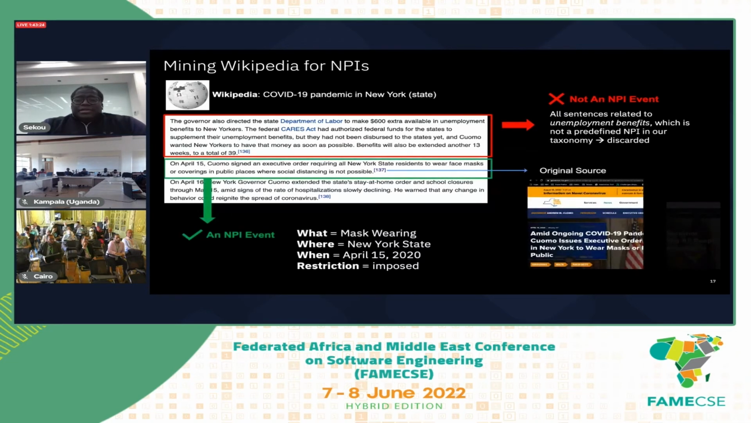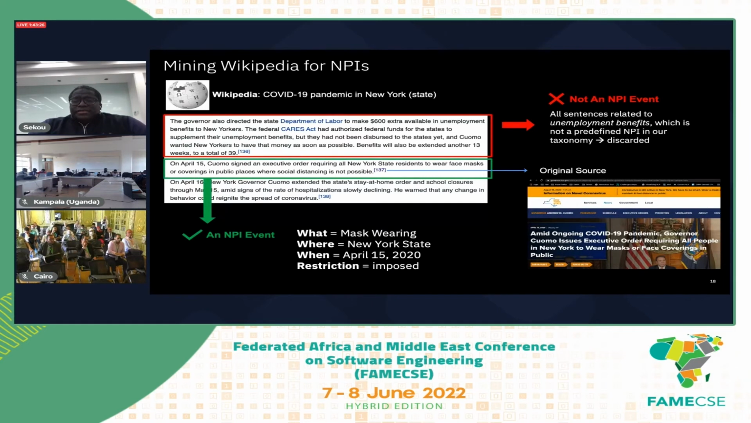However, if we look at the green sentence on April 15th, Cuomo, this is for a particular state in the United States of America, but on April 15th, Cuomo signed an executive order requiring all New York State residents to wear face masks and coverings in public places, etc. This is an example of how we can generate structured data out of this unstructured source, all right?